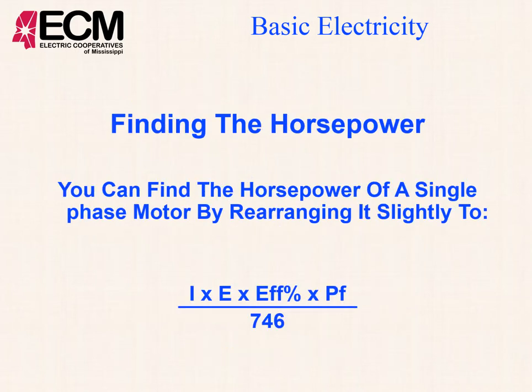Okay? Finding horsepower. We don't know the horsepower of the motor, but we do know the voltage and the current. It's basically the same power circle. We just invert it because we're going backwards now. We take our voltage and multiply it by our current, multiply it by the efficiency of the motor and also the power factor, and then we divide it by 746.